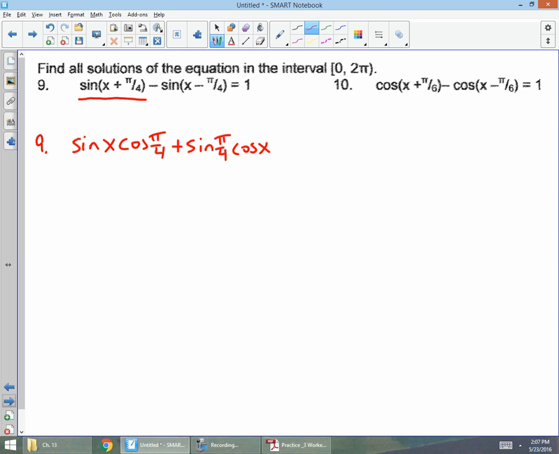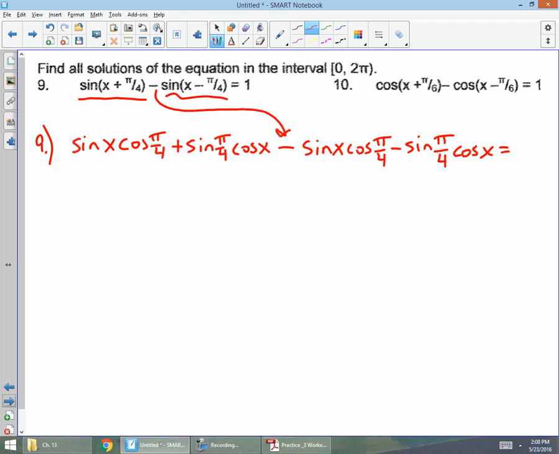Now, these are sort of long in terms of writing them out horizontally, so we'll do 10 below it. Subtraction sign comes into play because I'm simply just bringing it down. Now we're going to do the same procedure, except now all of a sudden this is a difference question. So it's the sine of x cosine of pi over 4 minus the sine of pi over 4 cosine of x, and that equals 1.